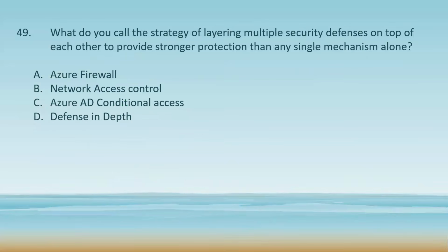Question number 49. What do you call the strategy of layering multiple security defenses on top of each other to provide stronger protection than any single mechanism alone? Your options are Azure Firewall, Network Access Control, Azure AD Conditional Access, Defense in Depth.